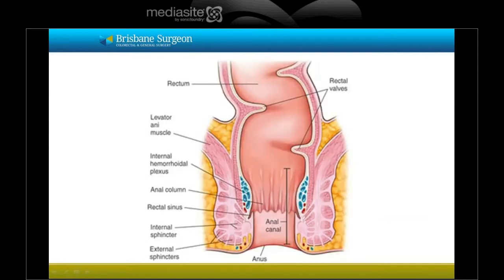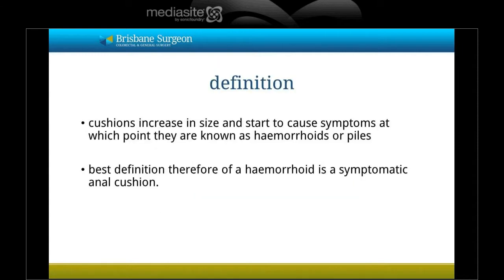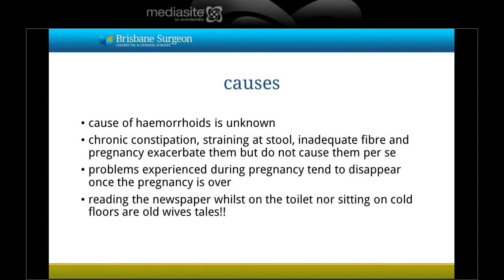This is a diagrammatic representation of a longitudinal section through the rectum and the anal canal. In this diagram, the anal cushions are represented by the label internal haemorrhoidal plexus. This is the point at which all hemorrhoids originate. For reasons that are not clear, the cushions increase in size and start to cause symptoms, at which point they are known as hemorrhoids or piles. The best definition, therefore, of a hemorrhoid is a symptomatic anal cushion.